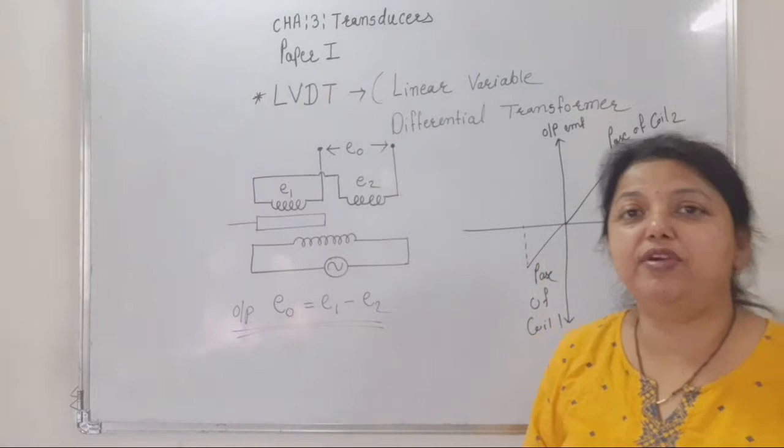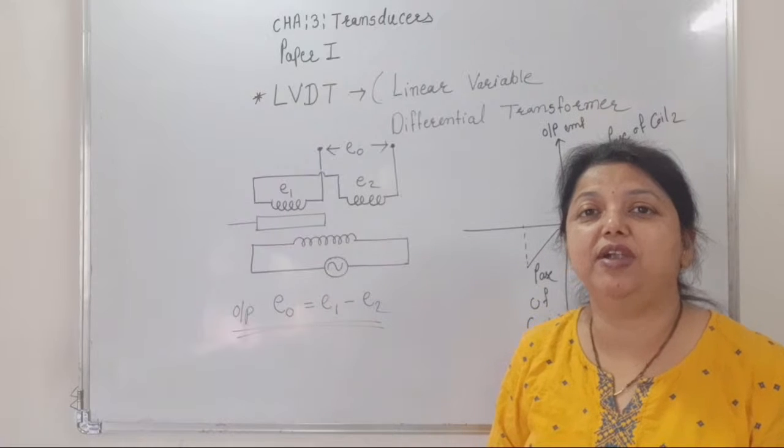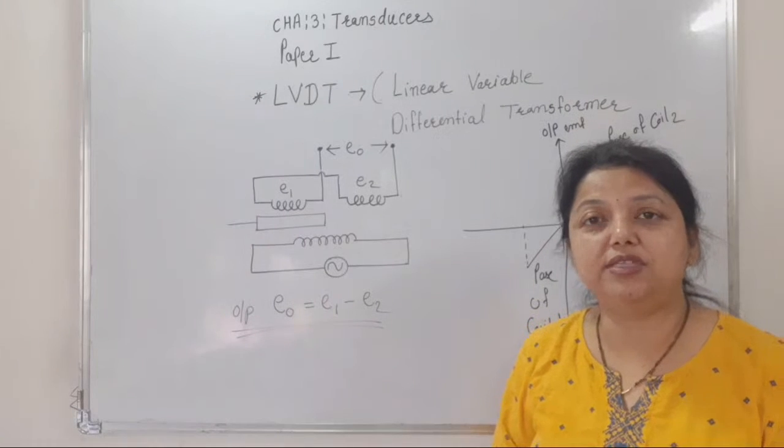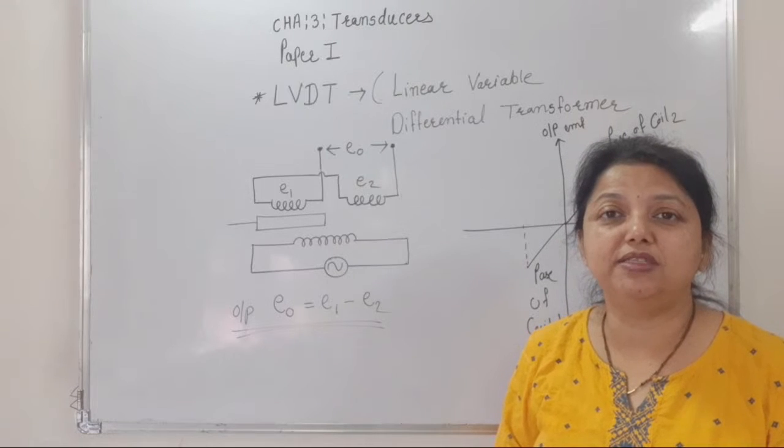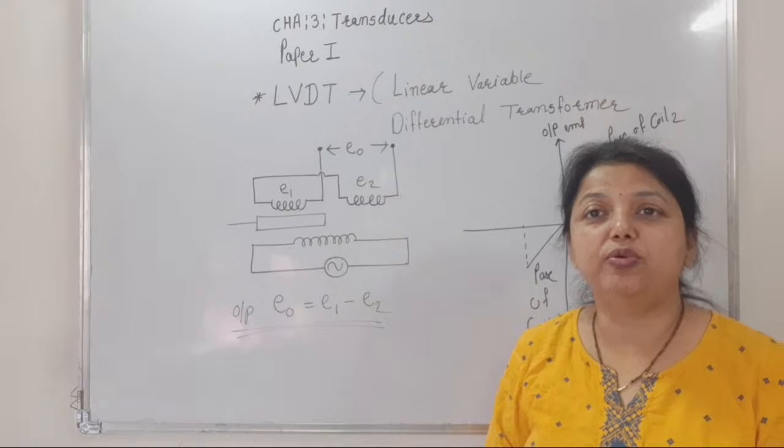Whenever E1, the EMF in the coil across secondary winding 1, and E2, the EMF across secondary winding 2, are both the same, E1 minus E2 equals 0. So we get output equal to 0.